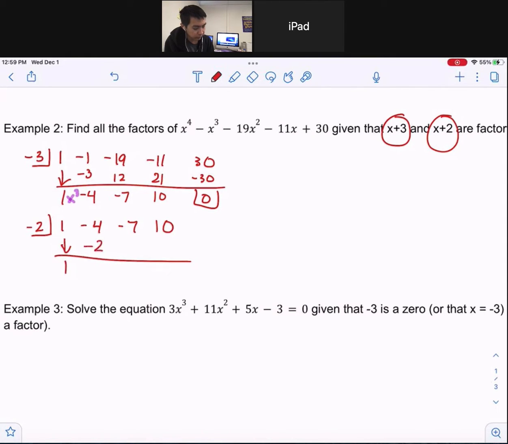Negative 2 times 1 is negative 2. You add those, negative 6. Negative 6 times negative 2 is positive 12. Add those, you get positive 5. 5 times negative 2 is negative 10. Add those, you get 0.